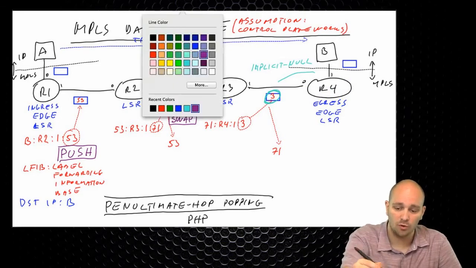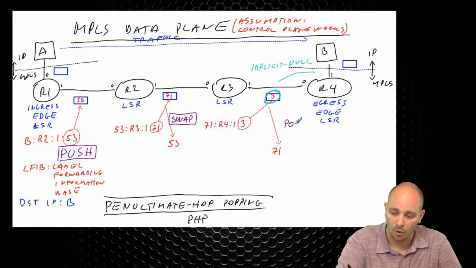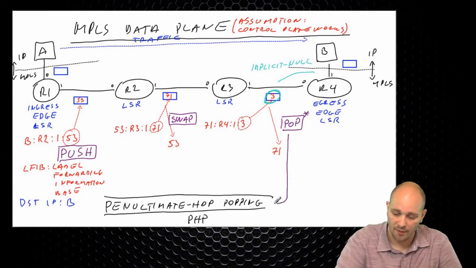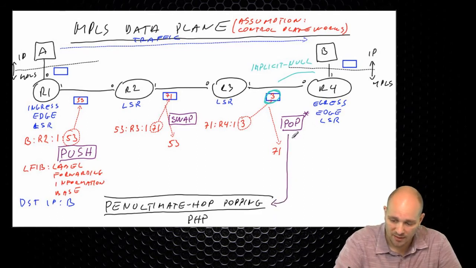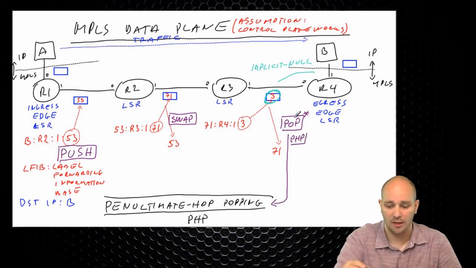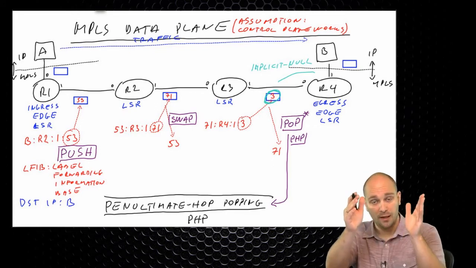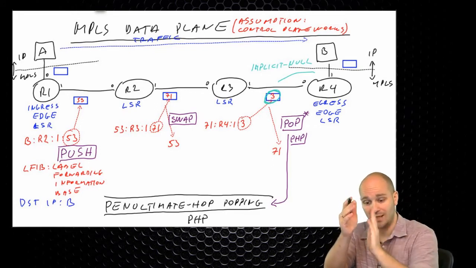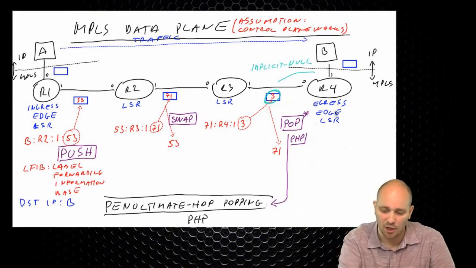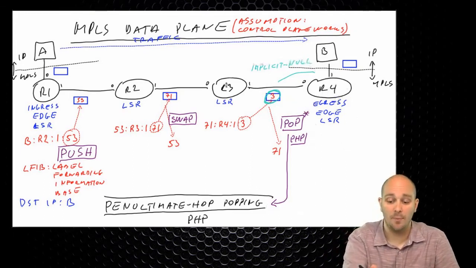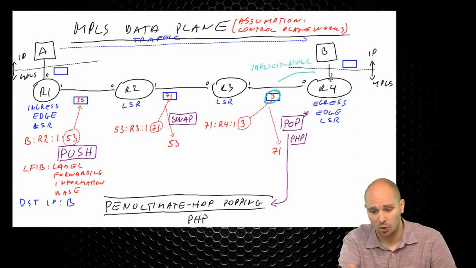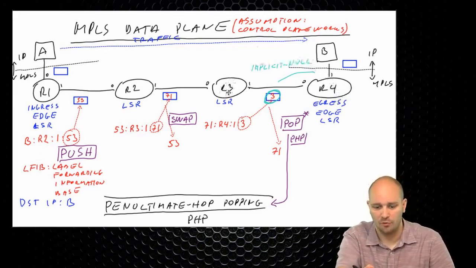So basically what we are doing here at this point is a pop operation. Now this pop operation is actually penultimate hop popping. So we can say that what happened here was a PHP operation. But technically speaking, it's just a pop operation that happens one hop before where the pop would actually happen. So it's not the egress edge LSR that will be doing it, but the penultimate hop. So this will be the ultimate hop, and this is the penultimate hop, one before the last.